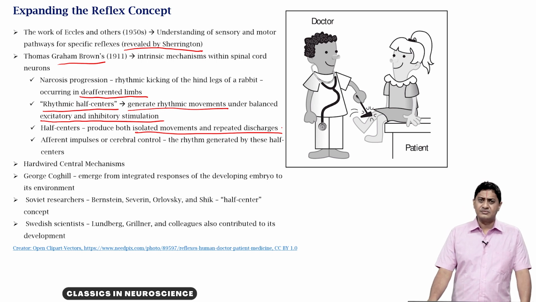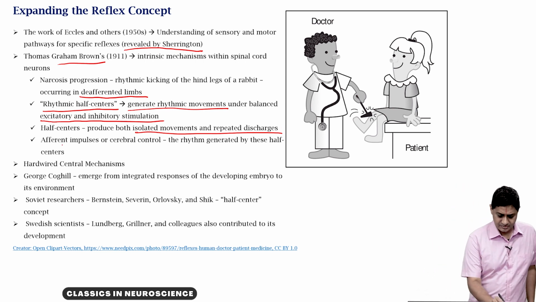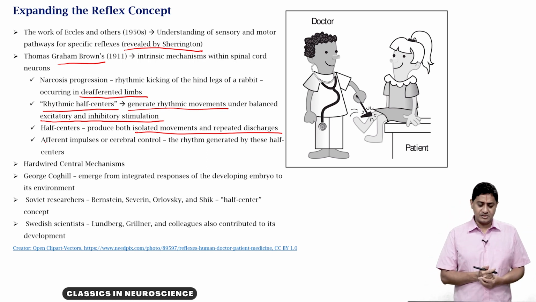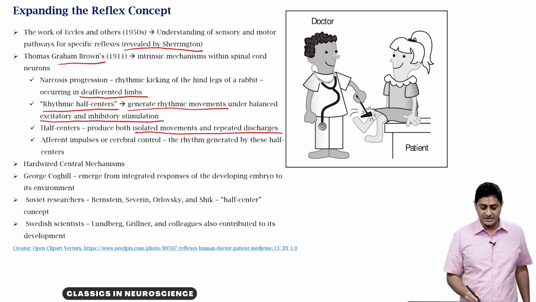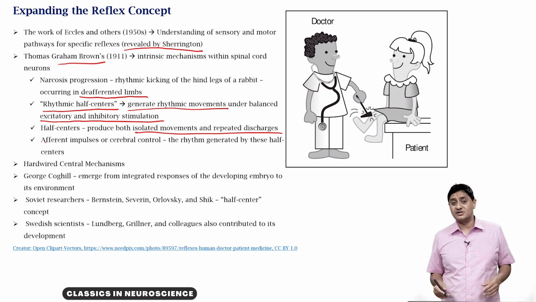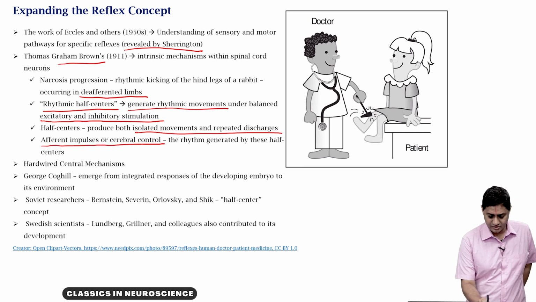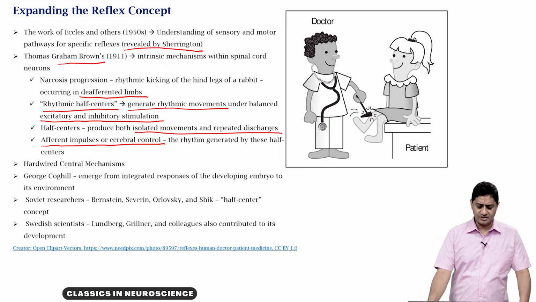It was also found that there was an influence of descending cortical control or cerebral control. It is possible for these movements to happen in the presence of afferent input, and in the presence of descending cortical or cerebral inputs. It is possible for these movements to happen in the absence of these also. So, there were afferent impulses, there was cerebral control, and this rhythm was generated by these sets of neurons within the spinal cord, these groups of neurons that then were called half centers.